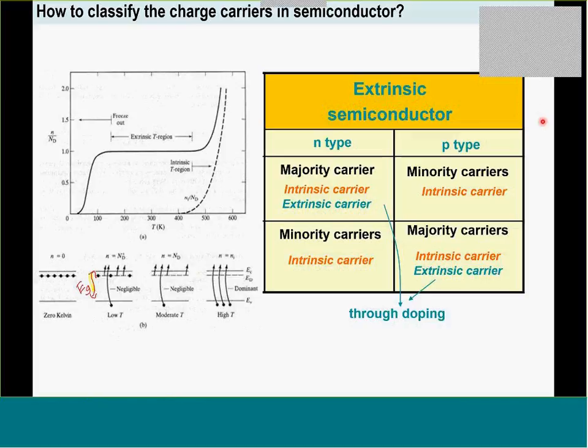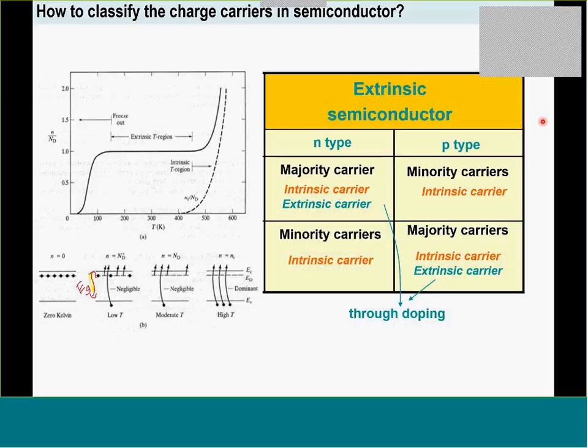As for this particular junction, the extrinsic semiconductor can become an intrinsic semiconductor at high temperature. So this is how you are going to explain it. I hope all of you get it. That's why we need to know the sources of the charge carriers, so that we are able to explain this phenomenon.